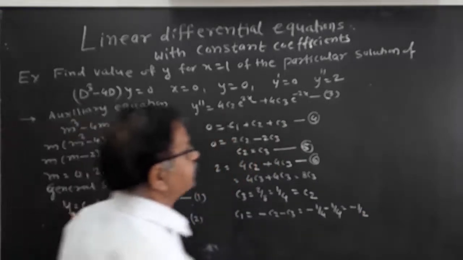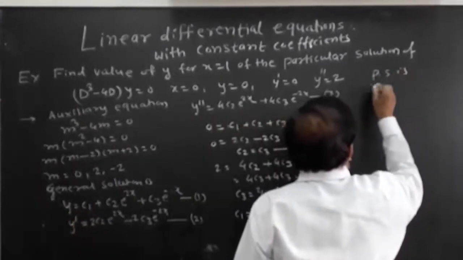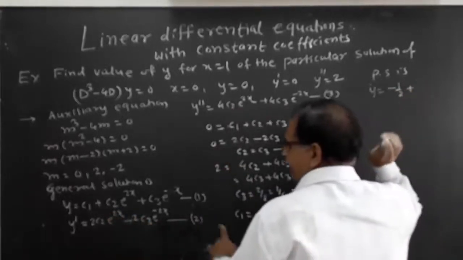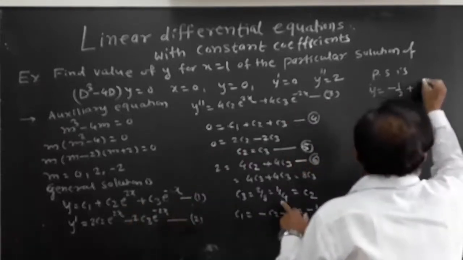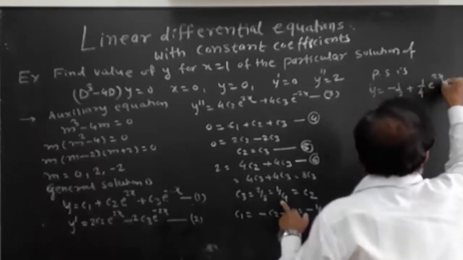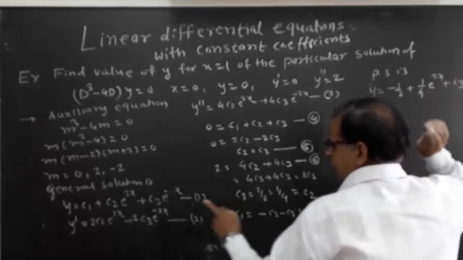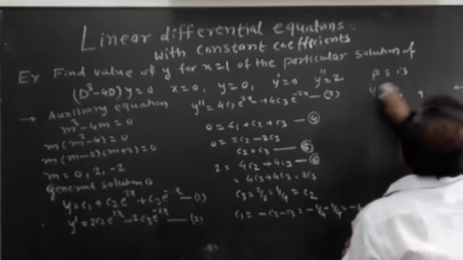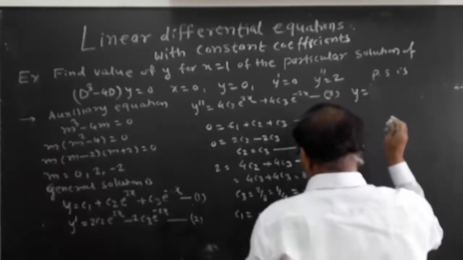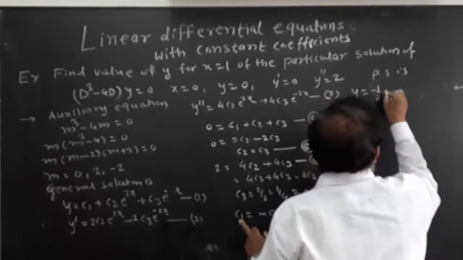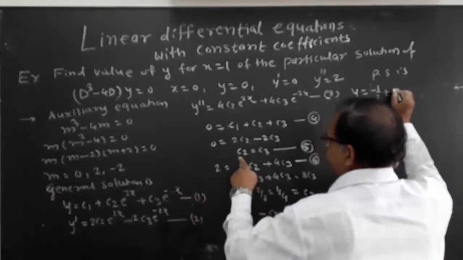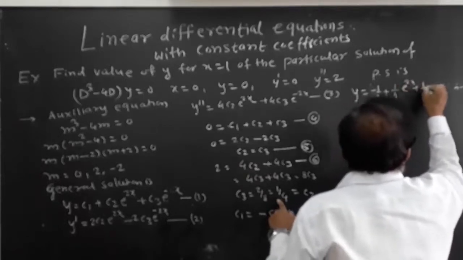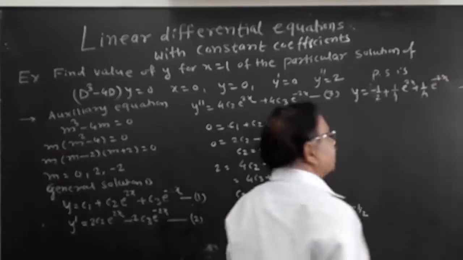Therefore, the particular solution is y equal to C1, which is minus 1 by 2, plus C2, which is 1 by 4, e raised to 2x, plus C3, which is 1 by 4, e raised to minus 2x. This is the particular solution.